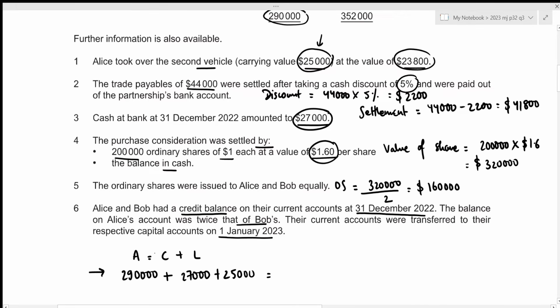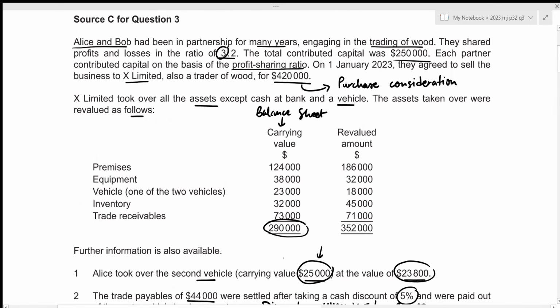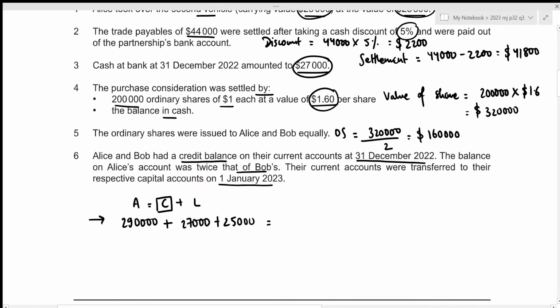Now remember that the capital account will include the capital balances as well as the current account balances, and we're trying to figure out the current account balances. We were given the total capital to be 250,000. So we can just add this as our capital balance. So that's 250,000 for capital. We're trying to figure out the current account balance. And the liability, the only liability mentioned is trade payables, and it was of 44,000.